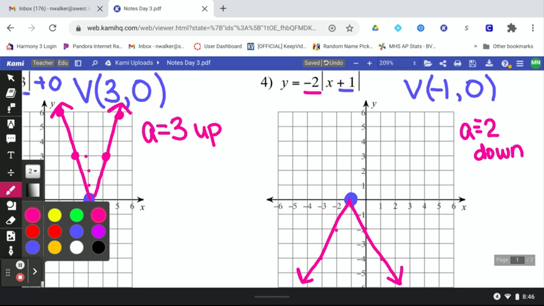You know what I'm saying? It's a little bit skinnier, but not as obviously. When an A value is 3, it's going to be skinnier than when it's 2.